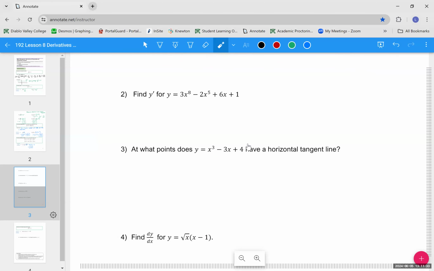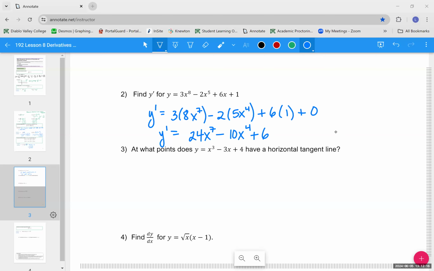Okay, so again, just kind of alternate notation, find y prime, which is just the derivative for this function. Why don't you go ahead and give that a quick try? Press pause. All right, and check it out. Pretty straightforward illustration of the examples that we've done so far, the rules we've done so far.